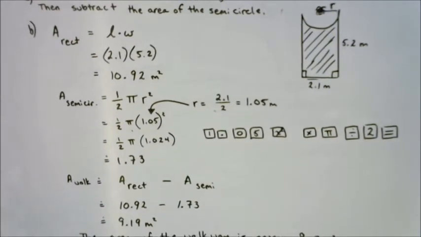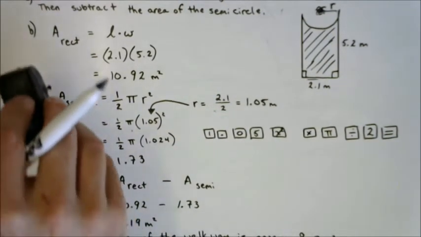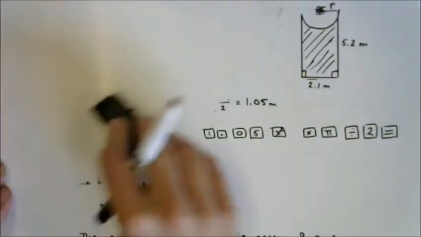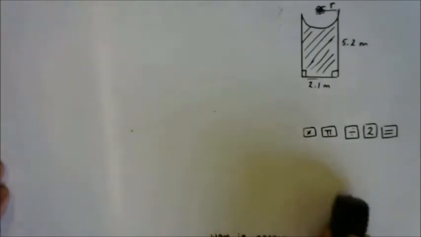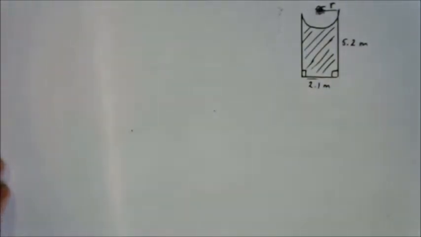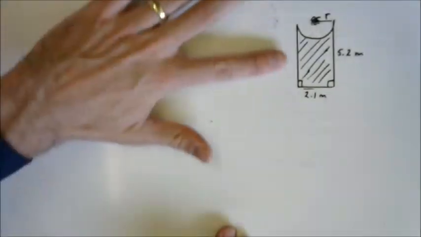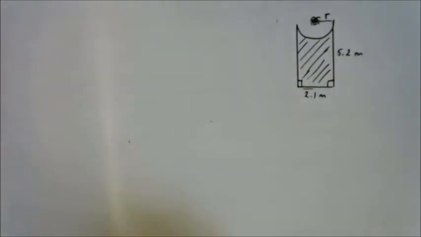All right, I'm going to clear this, and we're going to read number C for ourselves. Number C says, the walkway will have a border in a different color of tile, and we're going to calculate the perimeter in order to figure out how much of this tile they are going to need. All right, so let's talk about the perimeter. How am I going to calculate it?